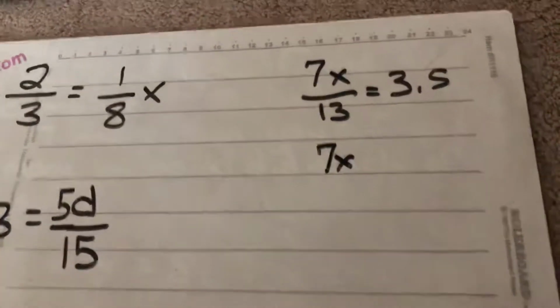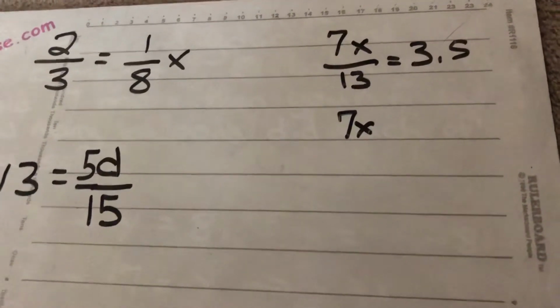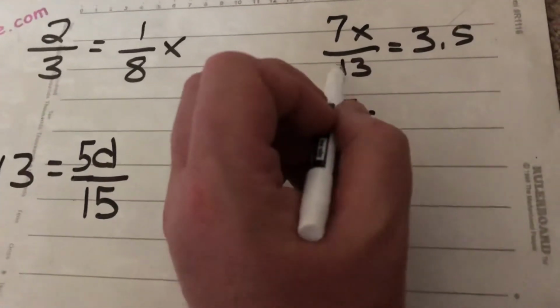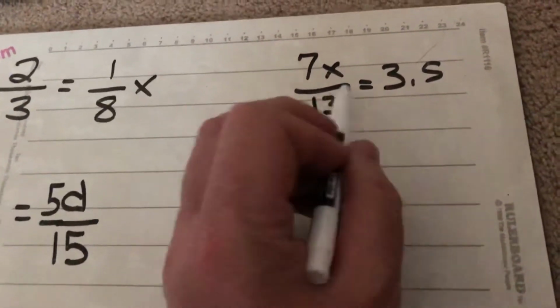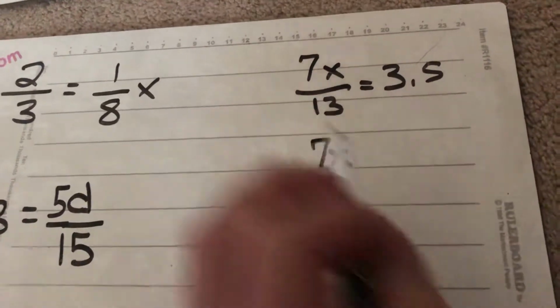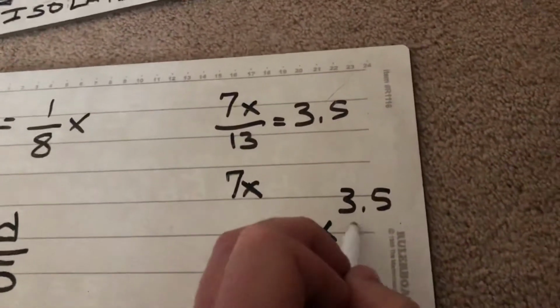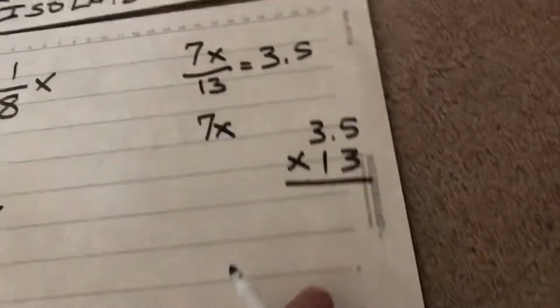So that's just going to give me 7x. Now, sorry, I'm not dividing by 13. This is a division problem, so I'm multiplying by 13. So I'm going to come over here. I'm going to do 3 5/10 times 13.